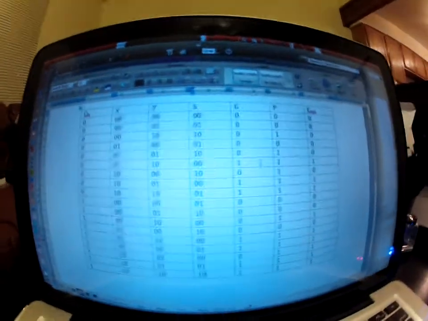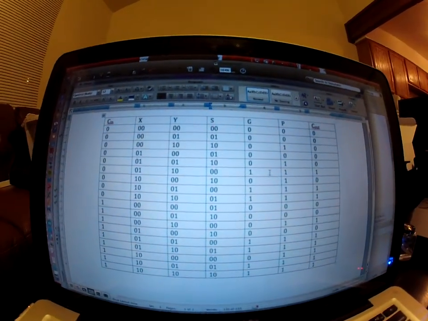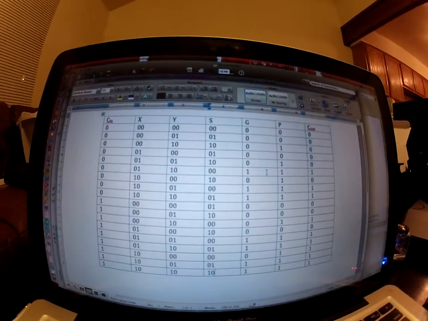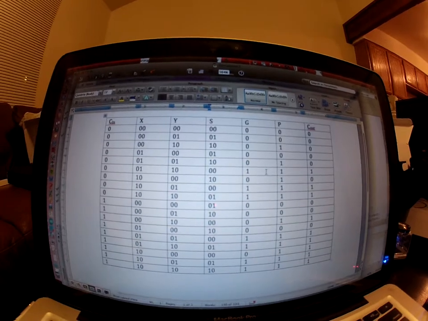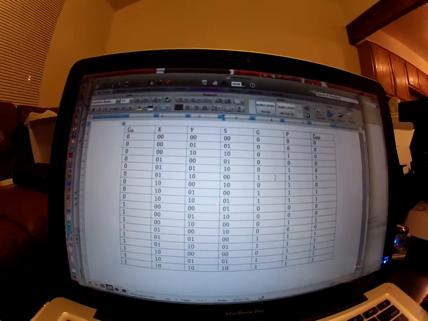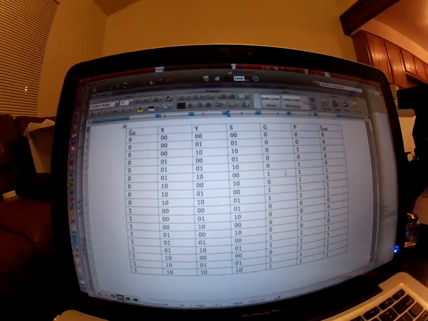And then I converted that into binary and got this. Again, feel free to pause. So this is just the outputs S, G, and P and C out, and they're dependent on Cn, X, and Y. And this is for one full adder.